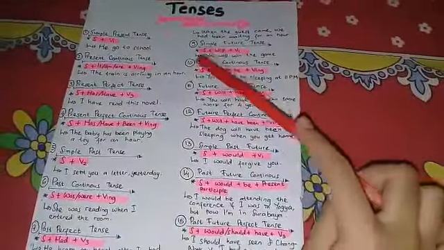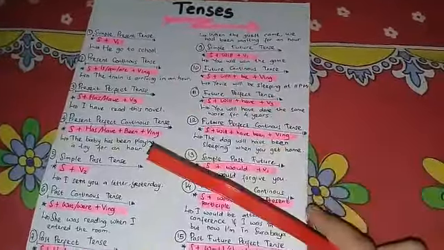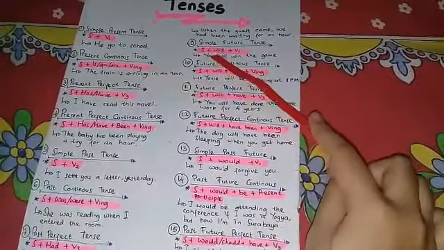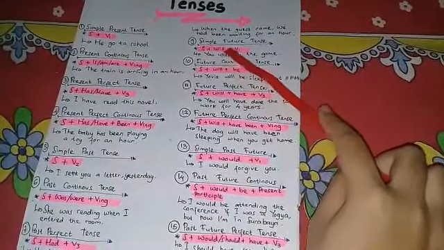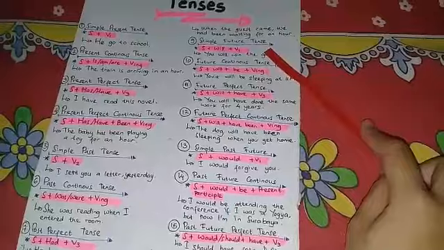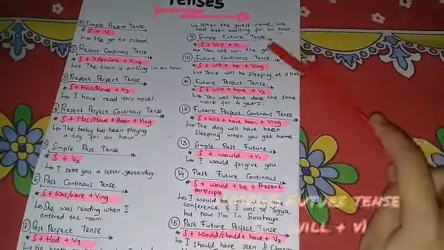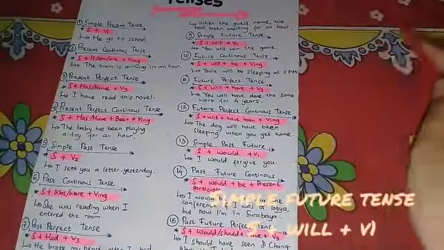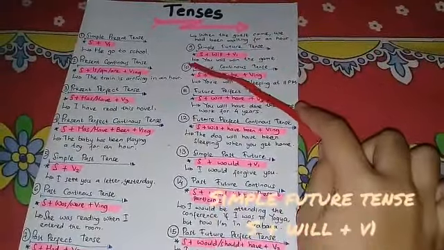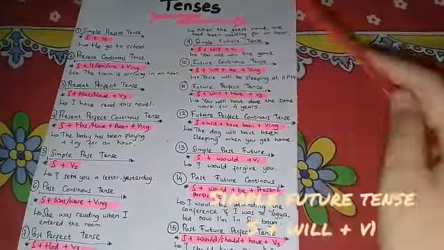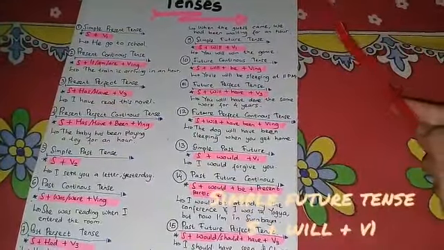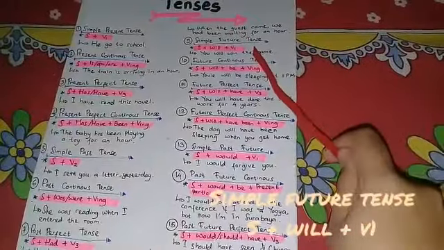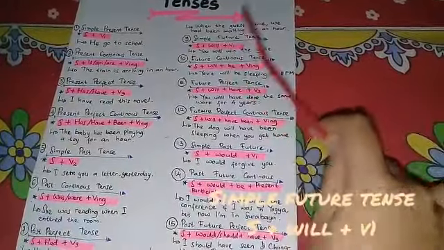Let's go to number 9. Okay. Can you see number 9? Number 9 is simple future tense. Simple future tense is used to indicate an action or a situation in the future. So, like this, you will win the game. And the structure is subject plus will plus verb 1.